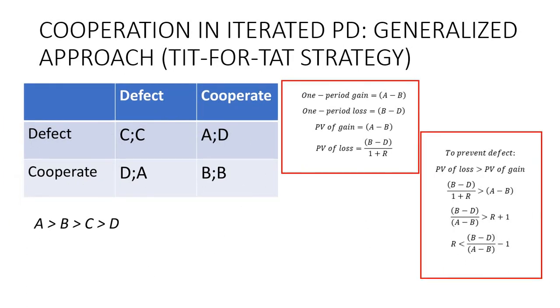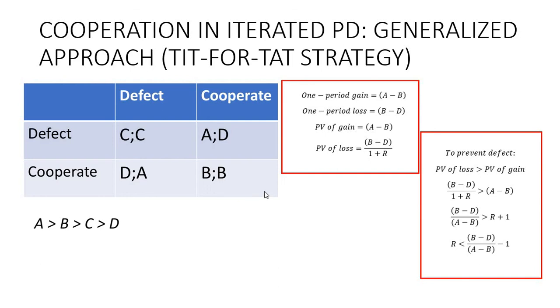So additional example, if we know that both players play not grim trigger strategy but tit for tat strategy, then it will look a bit differently. So 1 period gain remains the same, so this is A minus B. However, in case of 1 period loss, we have B minus D. I will explain why.